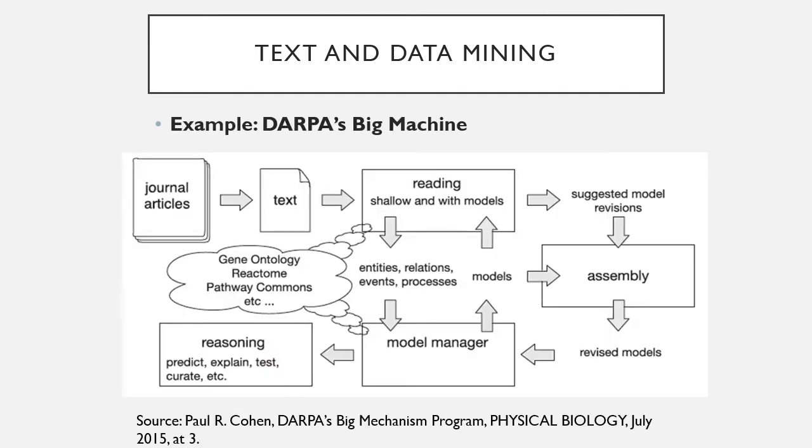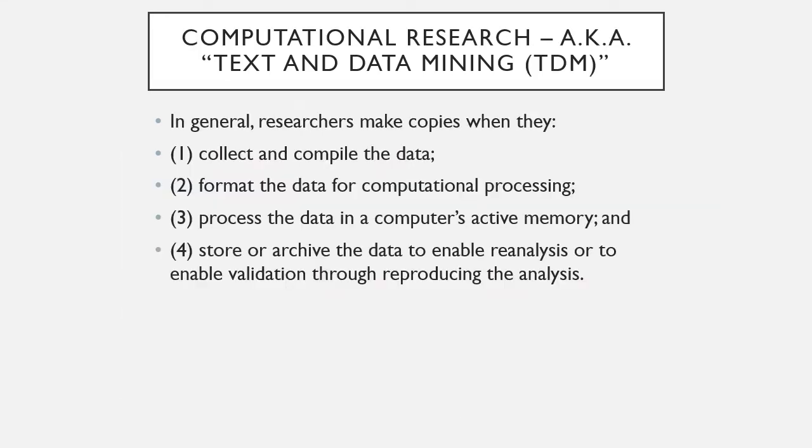So for example, the US government's DARPA, which sits in our Defense Department, but is one of the origins of the internet, has a text and data mining project called Big Machine, and it's really about cancer biology. And so journal articles are ingested, turned into structured text data that can be used, and then it is, quote unquote, read, fed into a model manager, fed back to the reading stage to create the model based on the testing data to then improve the understanding through the assembly process, feed the revised models into the model manager, and then at the end run this on the testing data in order to get your outcomes, including possible predictions, explanations, etc.